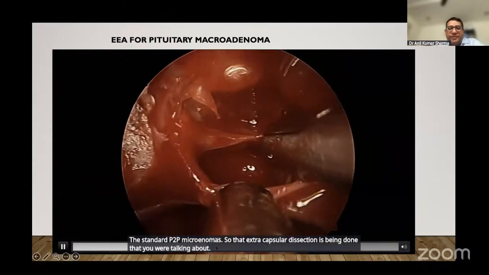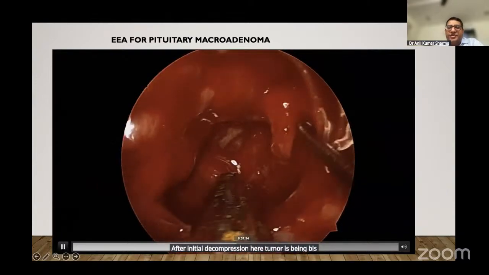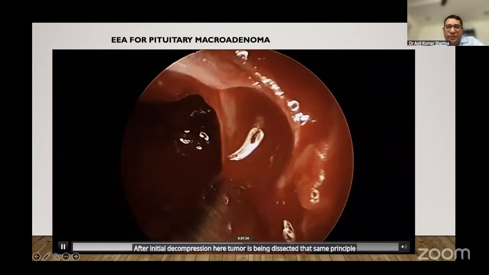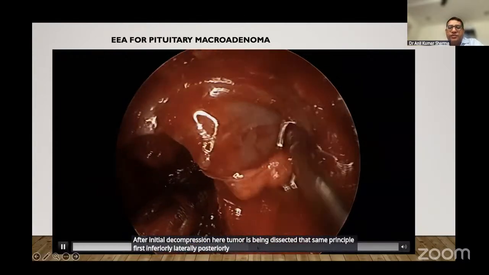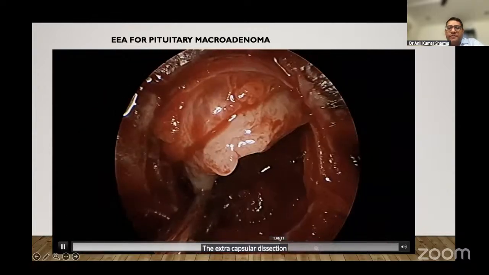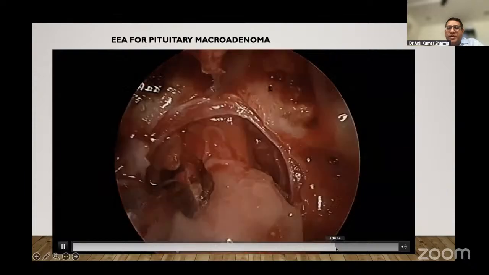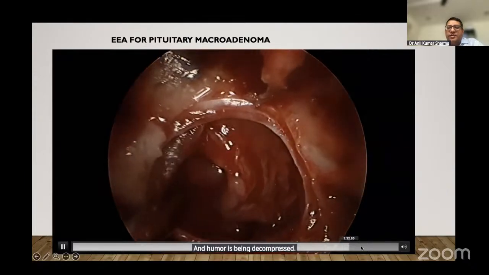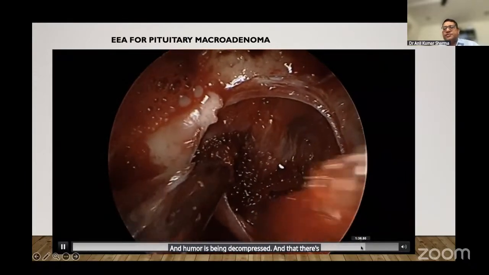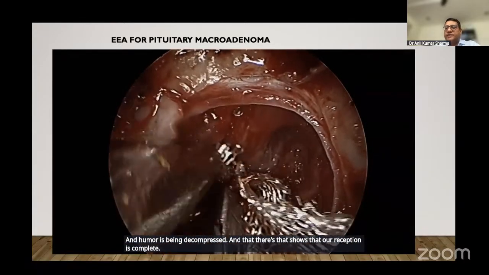After initial decompression, here the tumor is being dissected. The same principle applies: first inferiorly, laterally, posteriorly, and last antero-superiorly. The extracapsular dissection is being done again, and the tumor is being decompressed. This shows that our resection is complete, with this descent of the diaphragma sella.